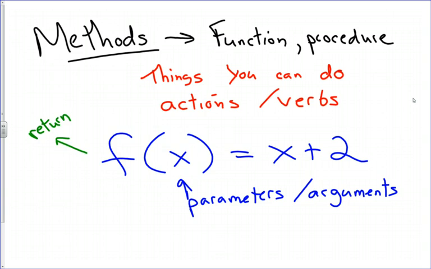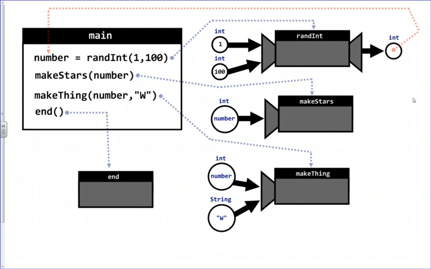But, okay, so here I drew this fancy diagram to explain the four methods we made last time. We made a method called end. You can see end right here, okay? End is a method that has no inputs. Nothing goes in the brackets, and it has no outputs. It doesn't return anything. But it performs an action. It terminates the program. That's what end did. But in terms of inputs, outputs, it had none, okay?